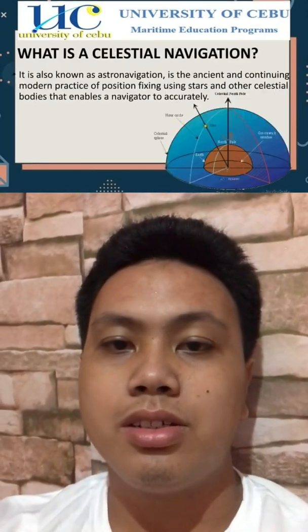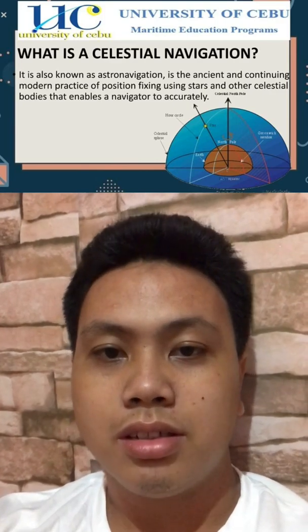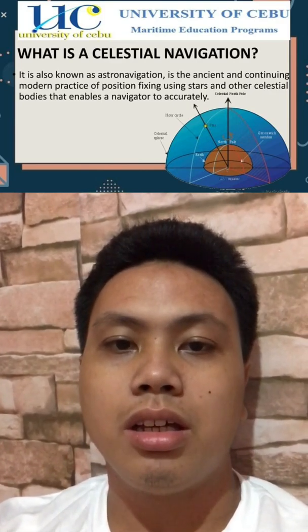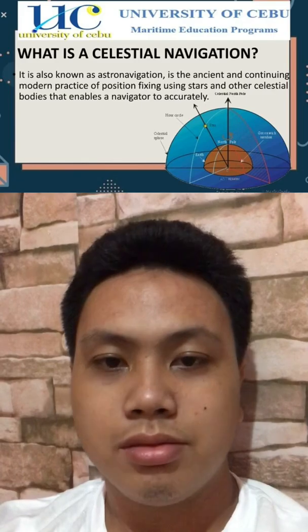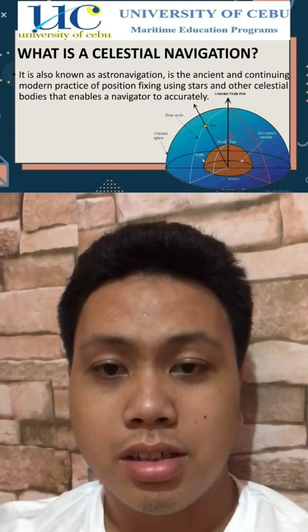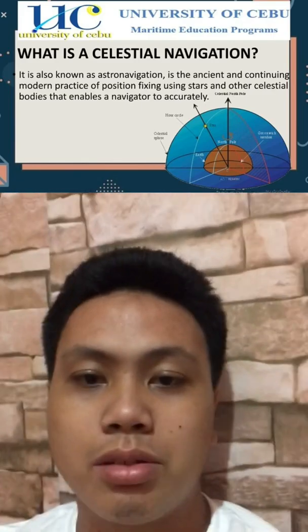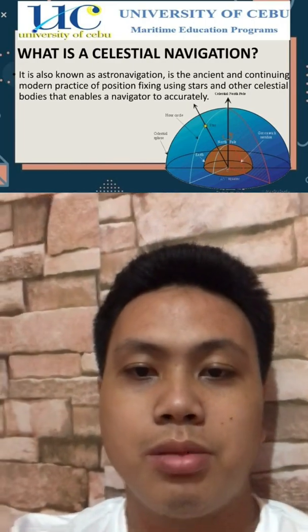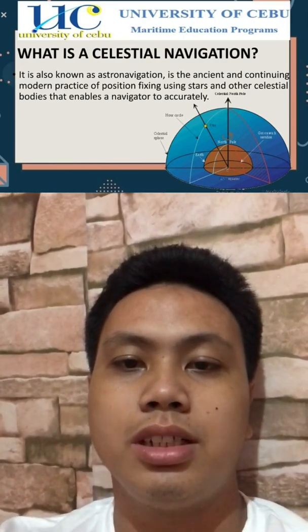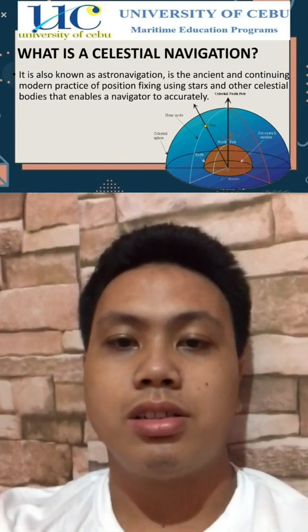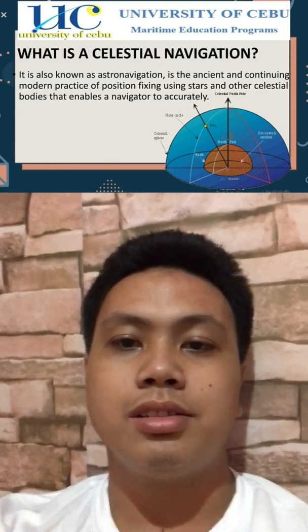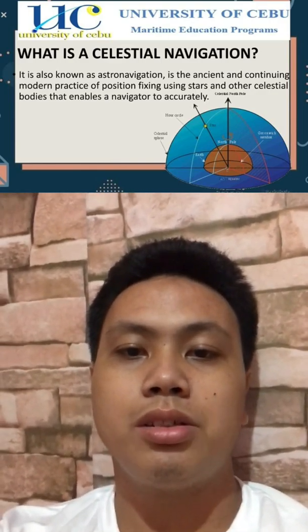What is celestial navigation? Celestial navigation, also known as astronavigation, is the ancient and continuing modern practice of position fixing using stars and other celestial bodies that enables a navigator to accurately determine position.